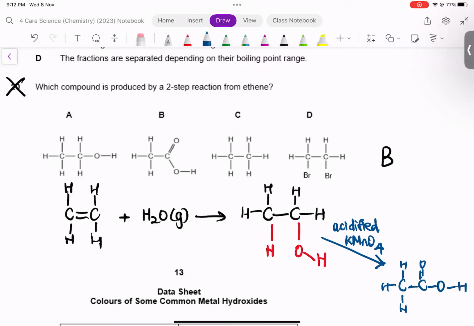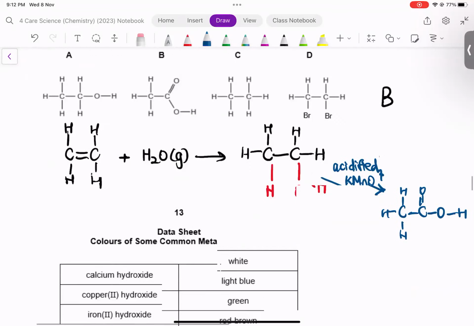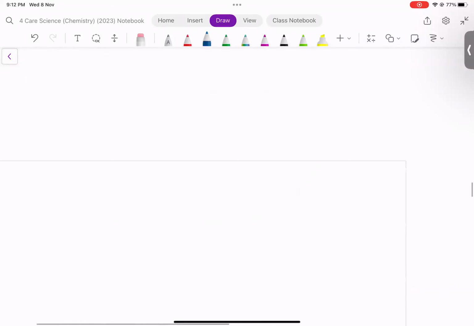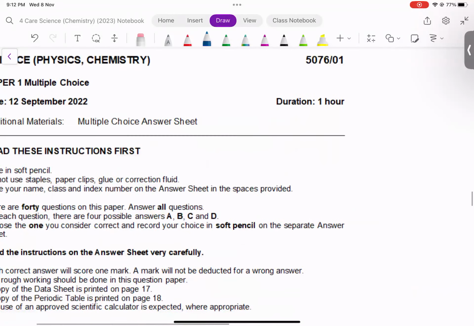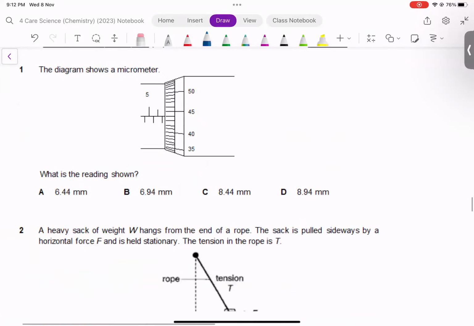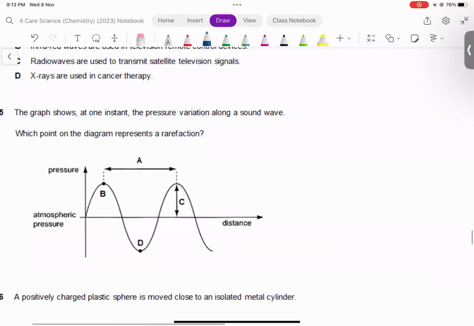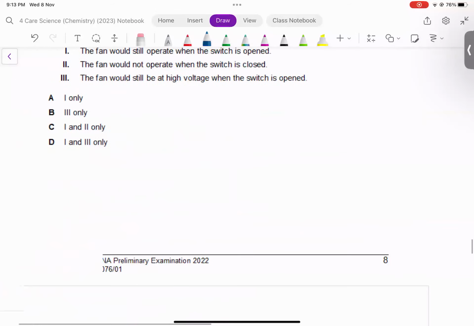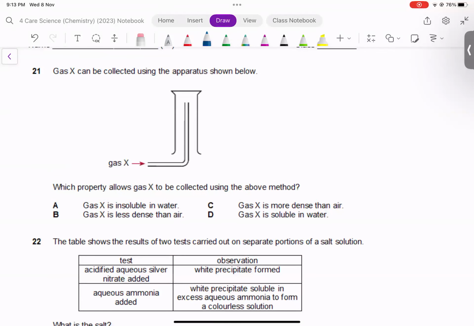Okay, moving on to the next paper, which is the last paper already. It's the Fairfield Methodist paper. I'm just going to give you the answers, and then we'll mark our work. Okay, the Fairfield Methodist School paper. Let's start marking. Okay, let's skip the physics questions. I'm going to be giving the answers on this page, so just take note. It starts from question 21 because questions 1 to 20 were physics.